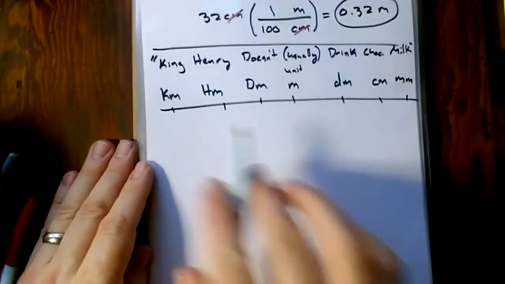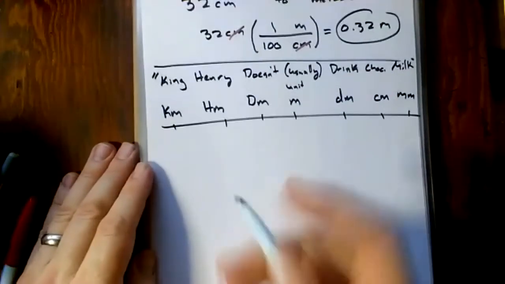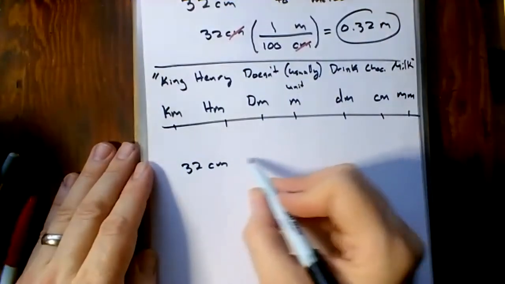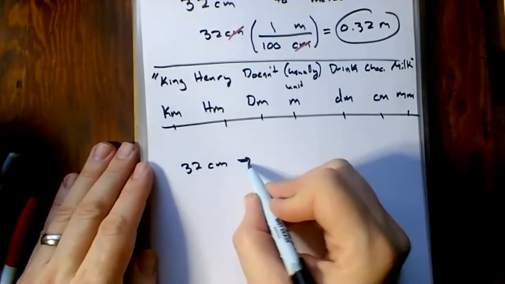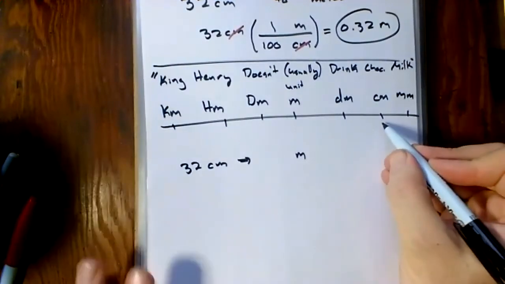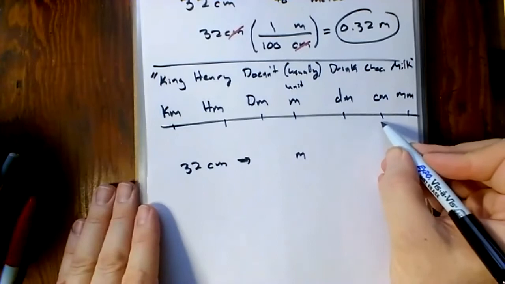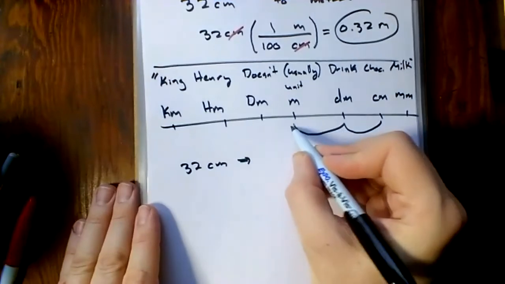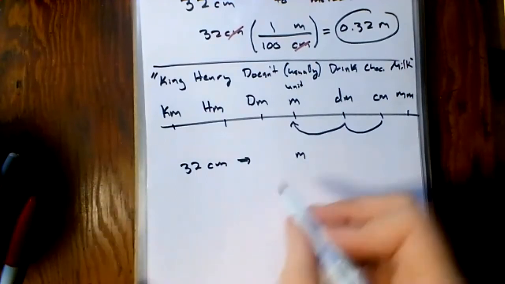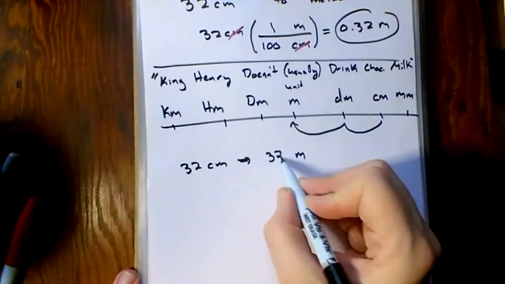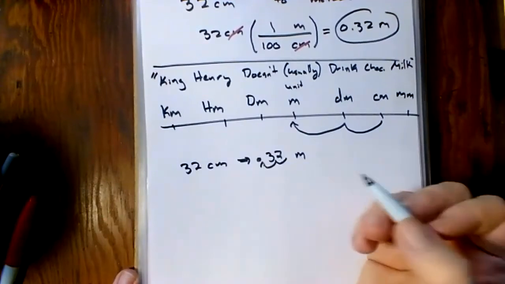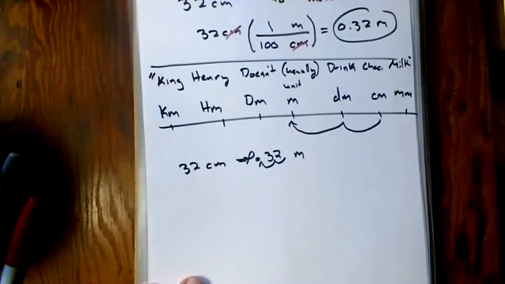So say I were to take this same thing and say, okay, I wanted to go from 32 centimeters to meters. From centimeters to meters, I move my decimal place 2 places to the left. So that was 32, and I move that 2 places to the left: 0.32.